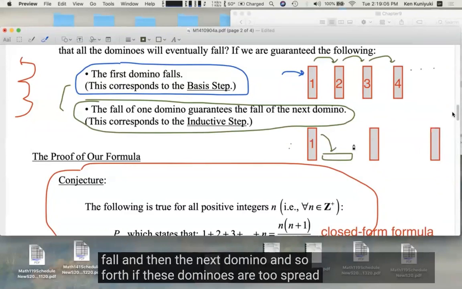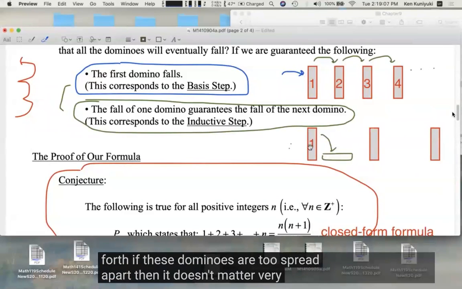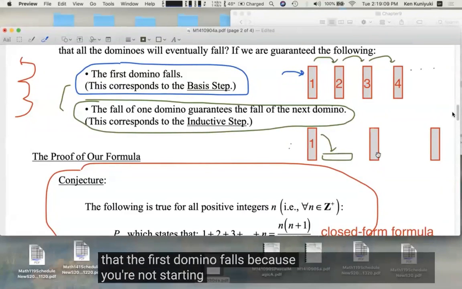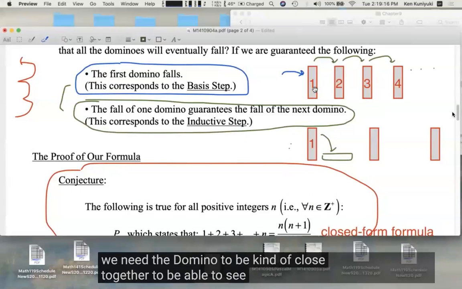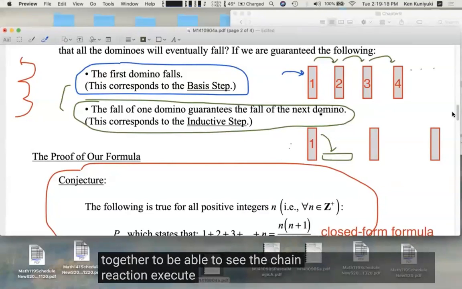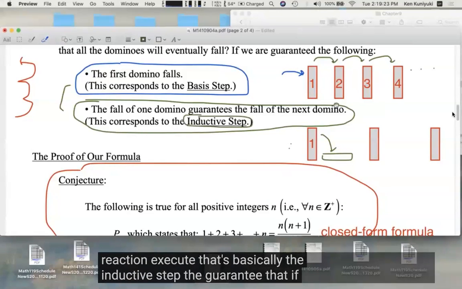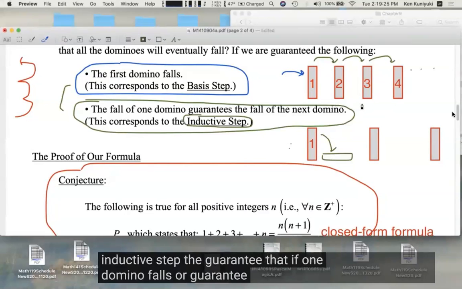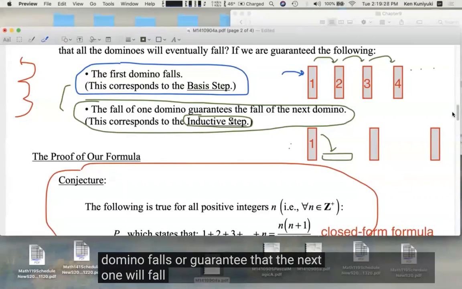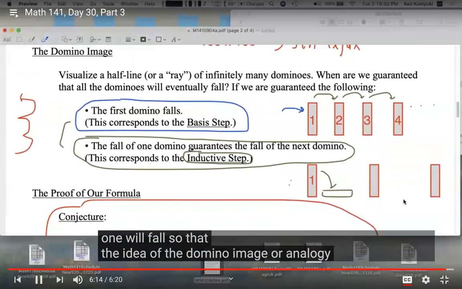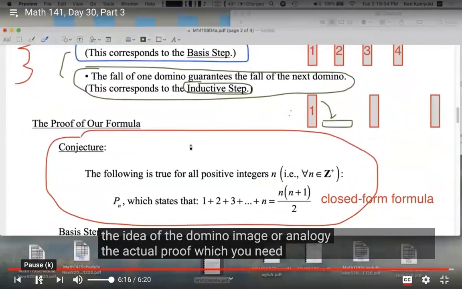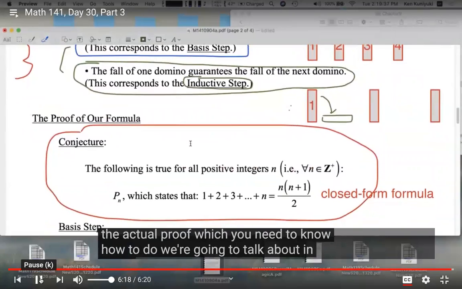If these dominoes are too spread apart, then it doesn't matter very much that the first domino falls because you're not starting the chain reaction. We need the dominoes to be kind of close together to be able to see the chain reaction execute. That's basically the inductive step, the guarantee that if one domino falls, we're guaranteed that the next one will fall. So that's the idea of the domino image or analogy. The actual proof, which you need to know how to do, we're going to talk about in detail next.